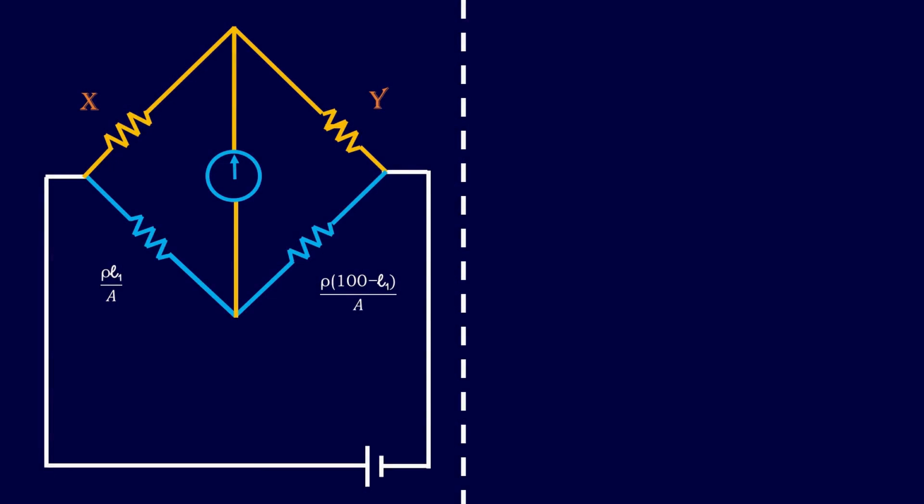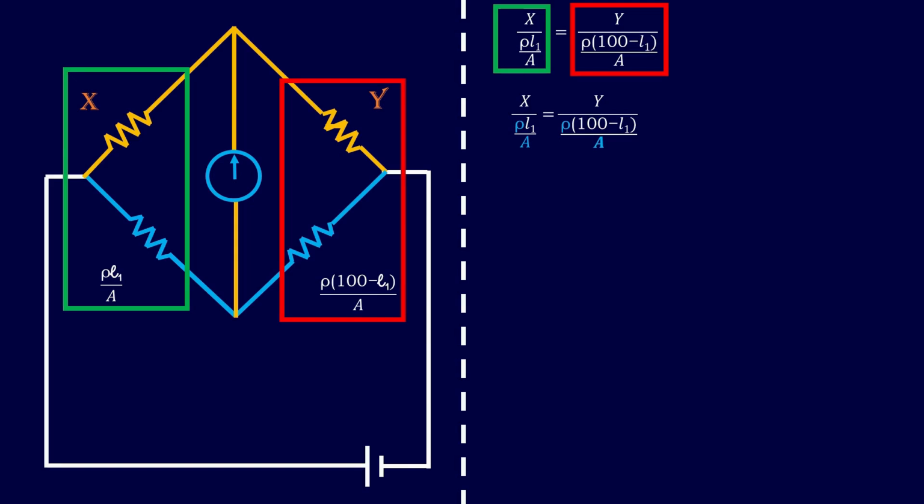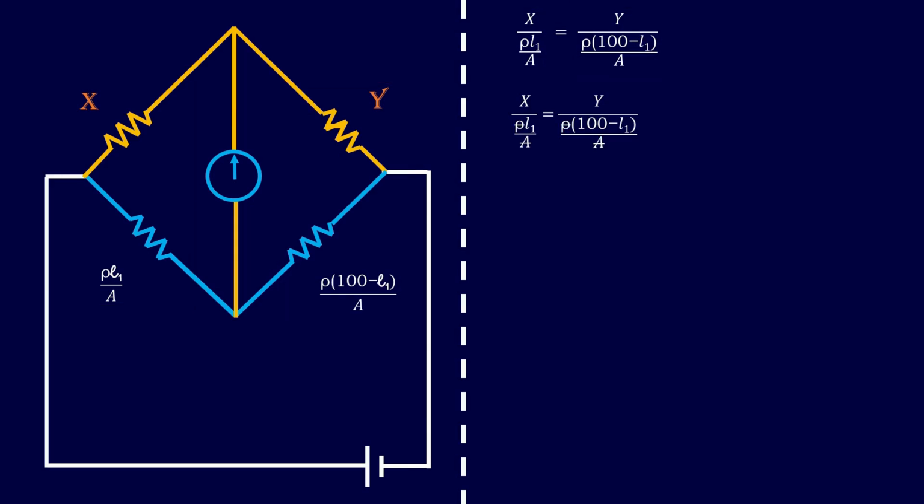Now we apply the balanced Wheatstone bridge condition. At balance, the ratio of resistances in one branch is equal to the ratio of resistances in the other branch. So we can write X divided by (ρ L1 by A) equals Y divided by (ρ times (100 minus L1) divided by A). Now, notice that the terms ρ and A appear on both sides of the equation, so we can cancel them. This simplifies the expression to X divided by L1 equals Y divided by (100 minus L1).